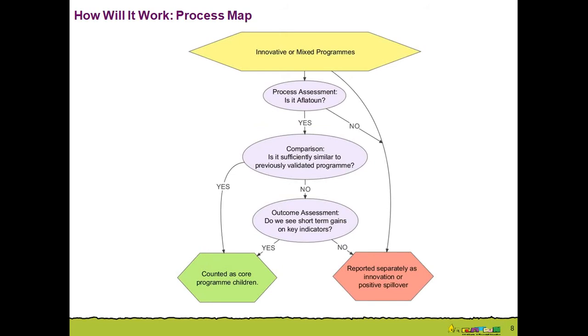So what is validation? Well, first you have innovative or mixed programs. By mixed we mean some sort of combination of social financial education with some other intervention. The first question for us is: is it Aflatoun? So first is, did we or the partner have an influence on the content, and does it look like social financial education? Right? What we want to avoid is counting programs that were inspired by us but don't use any of our specific content. Right? So first question, is it Aflatoun?